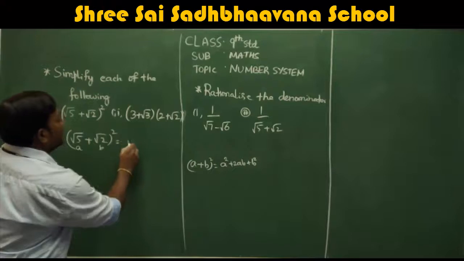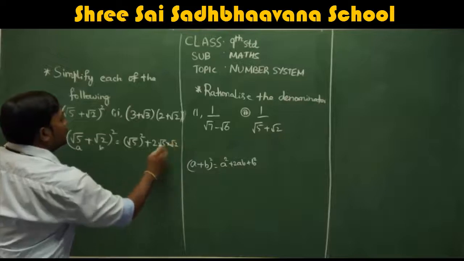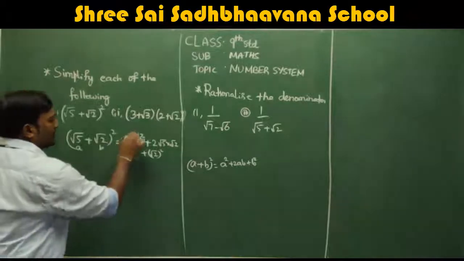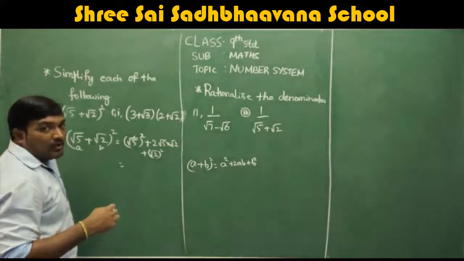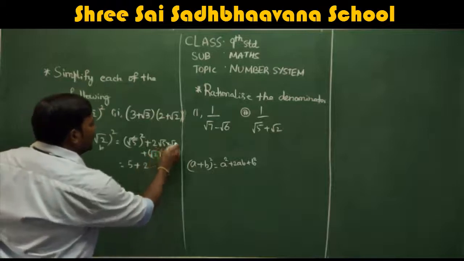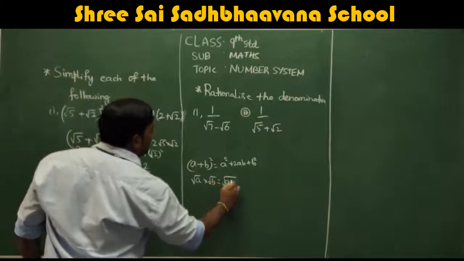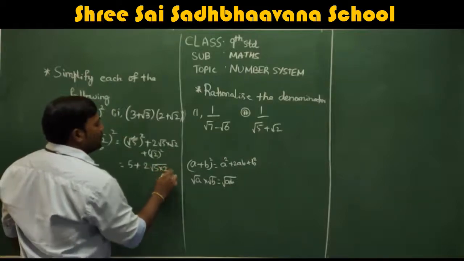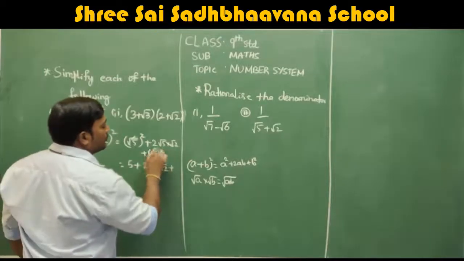According to this formula, it should be root 5 whole square plus 2 into root 5 into root 2 plus root 2 whole square. Root 5 whole square, the square and root will get cancelled. How this cancels, I explained in the last video also. Root 5 whole square becomes 5, plus 2 into root 5 into root 2, which comes under the formula root a into root b is root of a into b, so which is root of 5 into 2, plus root 2 whole square.